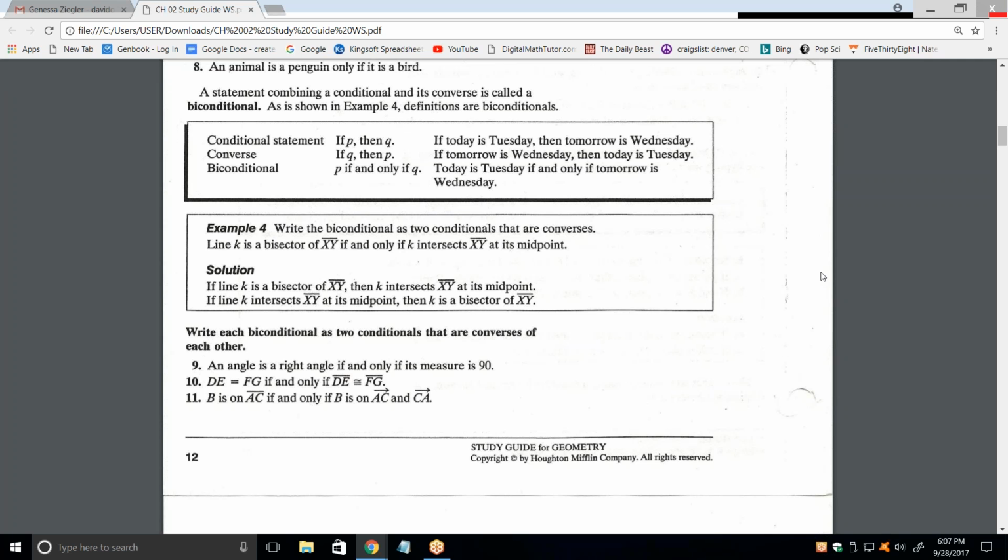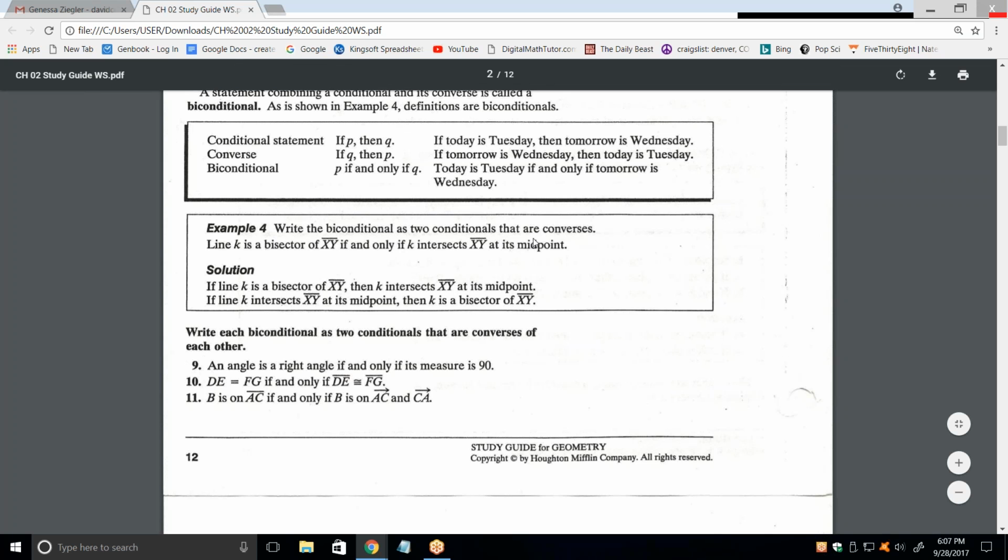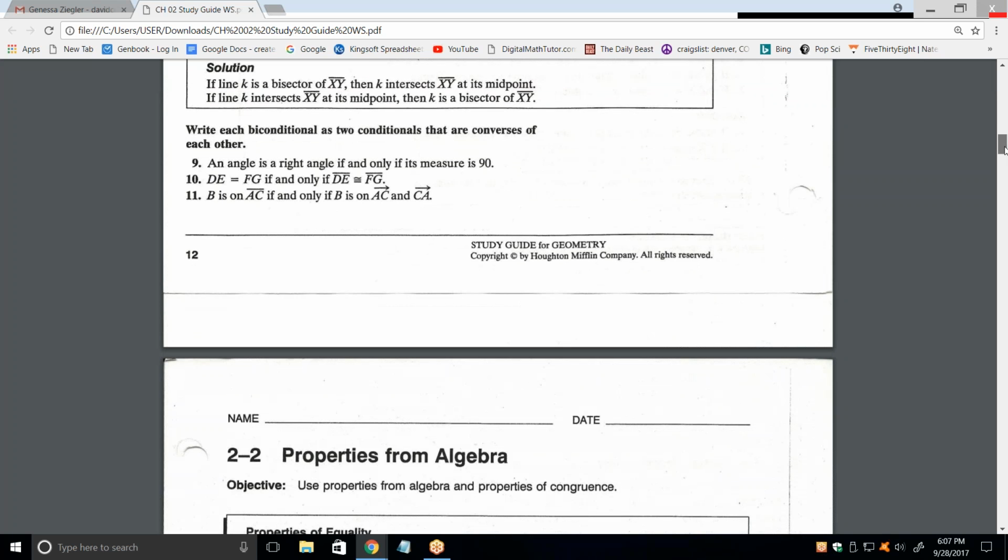I prefer geometry to days of the week, I think. I don't know. All right, so write the biconditional as two conditionals. Okay. So this should be pretty easy. Let's do number 9. Oh, speak of the devil. Swear I did not look at this. But number 9 is one that I just said. An angle is a right angle only if it's 90 degrees.